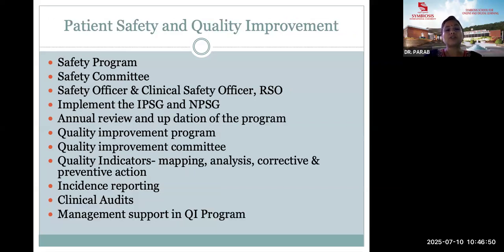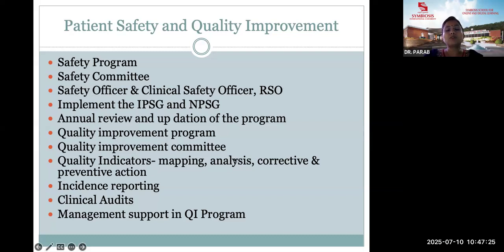The next talks about patient safety and quality. So there has to be a safety program as well as a quality program. There has to be a safety officer and a quality officer. There have to be a quality improvement program, a quality improvement committee, and a safety committee. So these two things are running parallel. If you see this, safety program, quality improvement program, safety committee, quality improvement committee, safety officer, and a quality officer, quality coordinator. Okay, all of these are parallel.